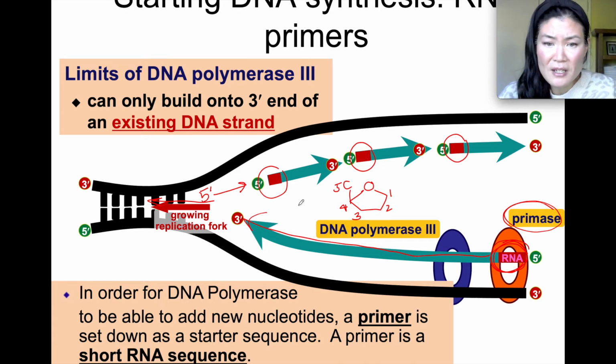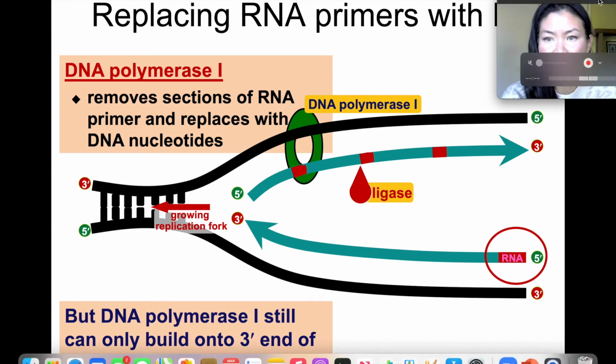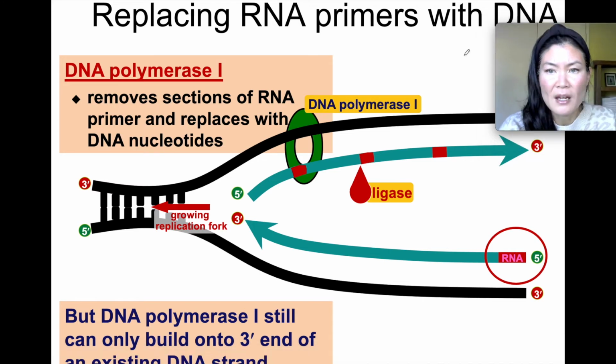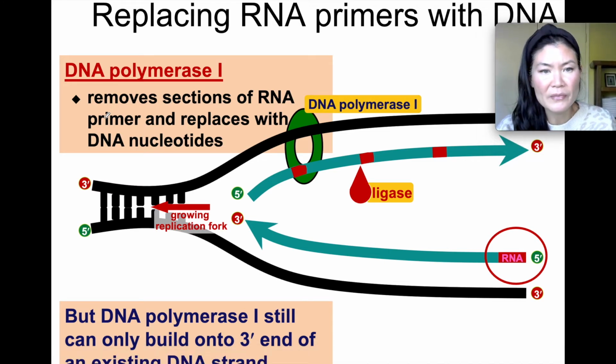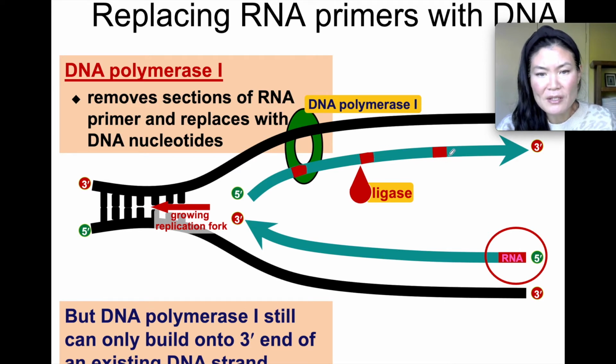But you guys know that your DNA is DNA. There's no RNA pieces. There shouldn't be RNA pieces in your genome, okay? So there's another enzyme that's going to replace the primers with DNA. So it says it up there, replacing RNA primers with DNA. And that would be DNA polymerase 1, okay? So DNA polymerase 3 adds new complementary DNA nucleotides to the template, but our DNA polymerase 1 is going to come along and just replace the primers with DNA nucleotides. It's going to go in there and remove the primers and replace it with DNA, okay?